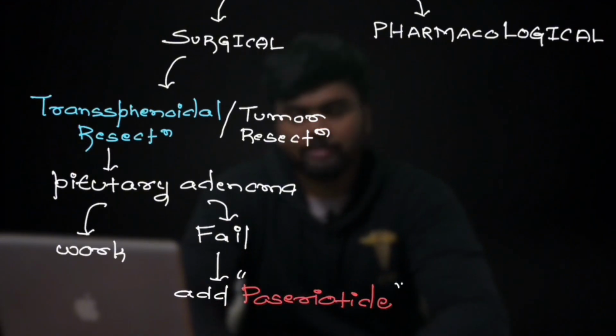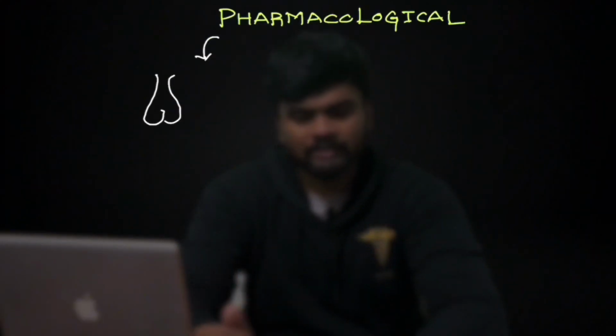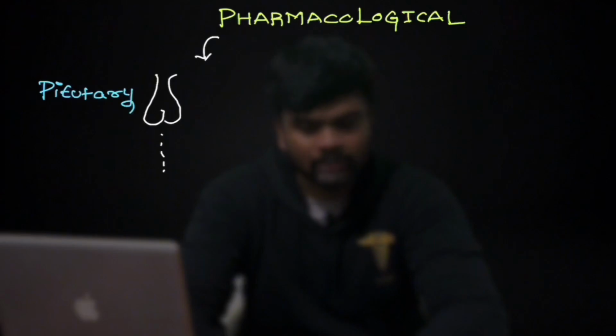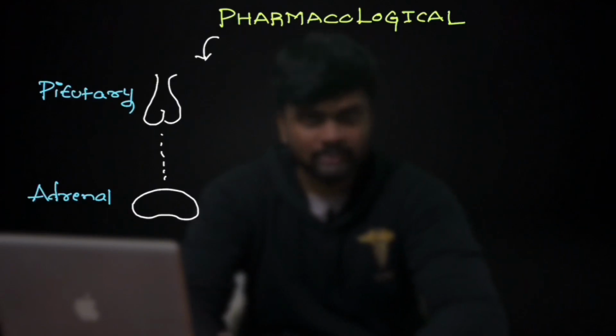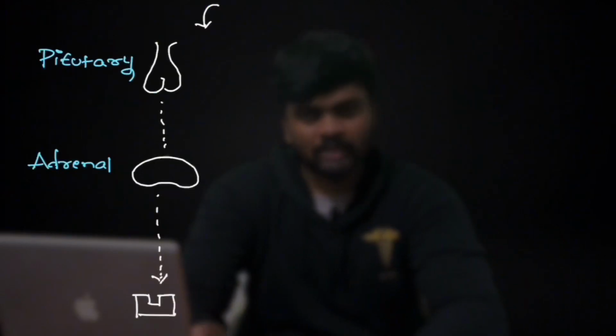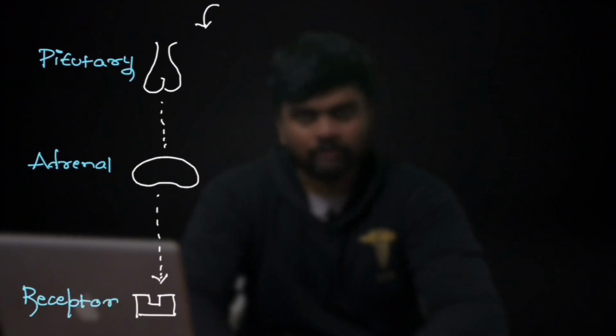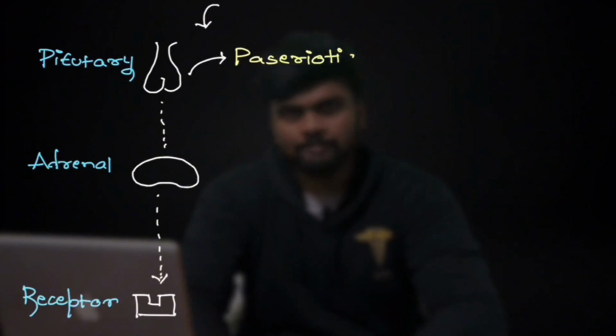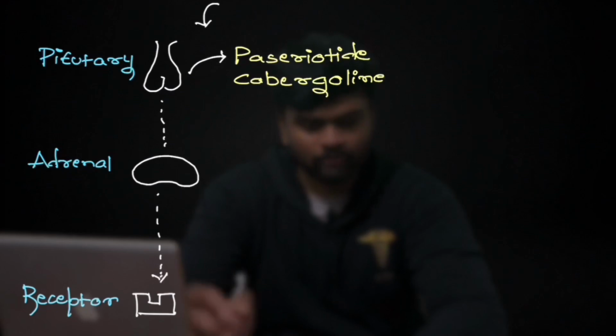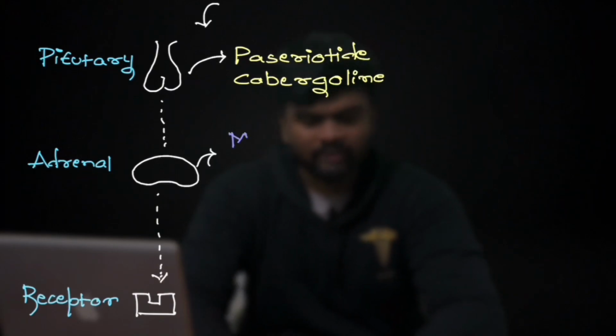Now let's go for the pharmacological approach. In the pharmacological approach, we will be discussing the drugs at 3 levels. One which acts at the pituitary level, one which acts at the steroid synthesis inhibition level, one which acts at the receptor level. At the pituitary level, we will have 2 drugs. One is pasireotide and another is cabergoline. At steroid synthesis inhibition, we will have 5 drugs.